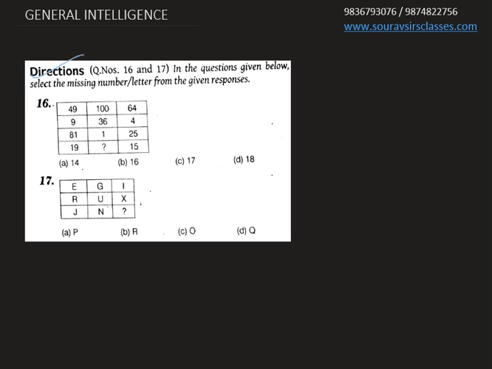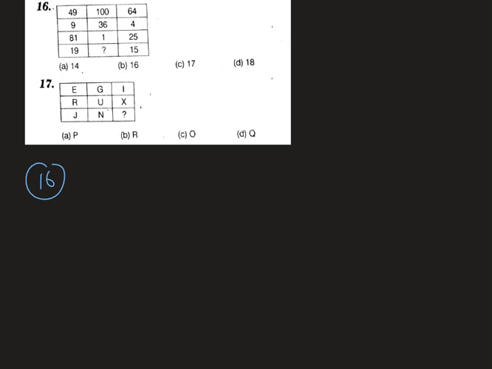In the question given below, select the missing number or letter from the given responses. So here we are given some numbers in rows and columns, basically in a matrix form, and we need to find the missing number. To find the missing number, first of all we have to find a pattern inherent in these numbers. So let's see the first column, 49, 9, 81 and 19.